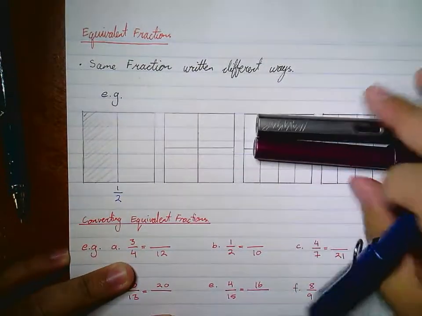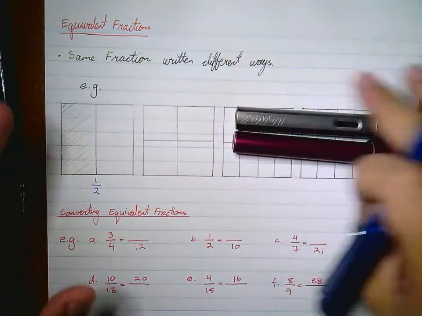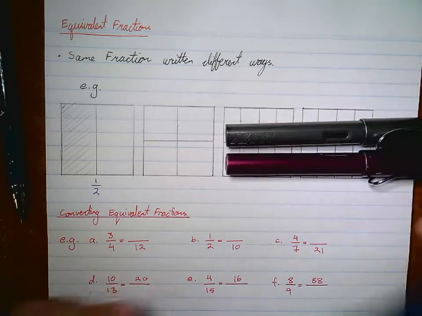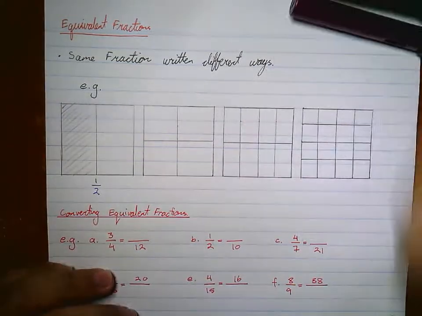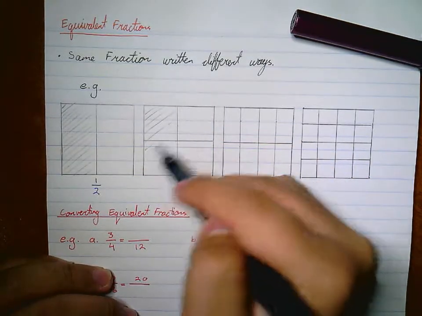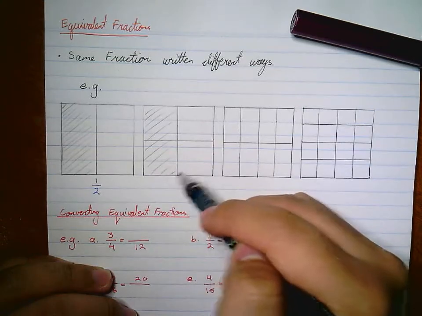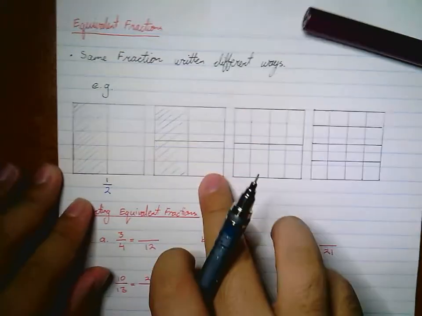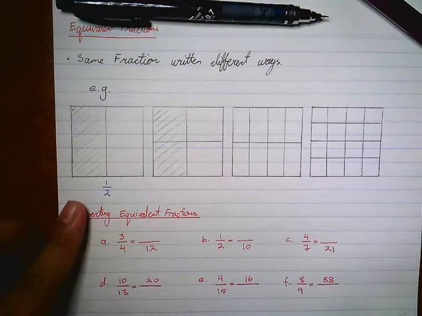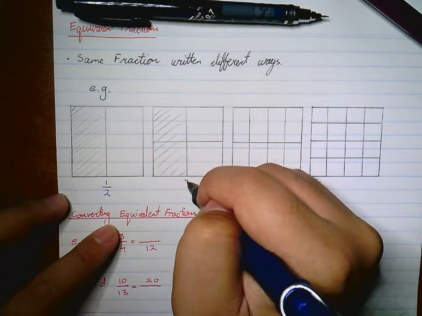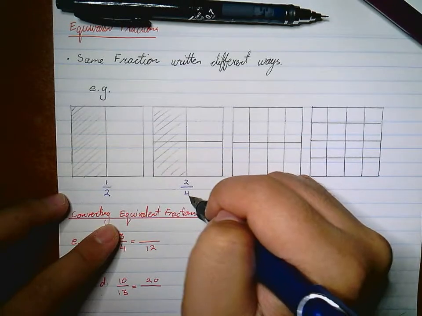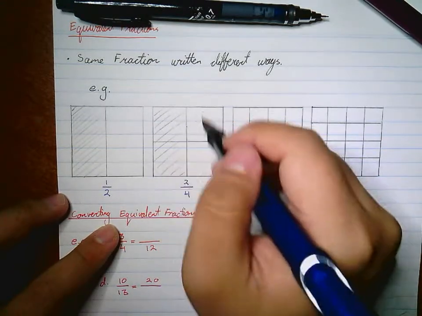Now, if we take a look at the next drawing, I prepared it in such a way that all of these have the same shape, just cut up different ways. But now if I were to shade the exact same amount, take a look. Can you see how these actually have the same amount of shading? But yet, there are 2 parts that are shaded over 4 total parts.